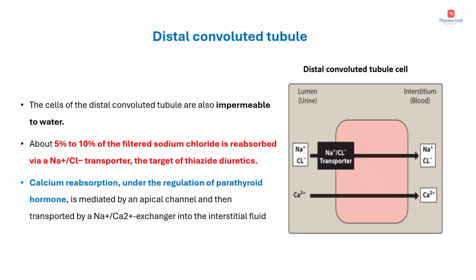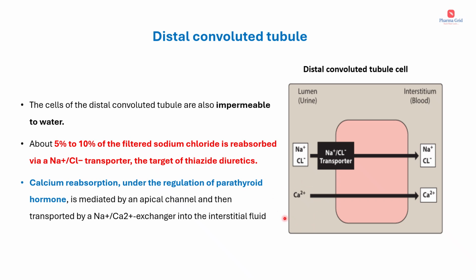So we have seen the PCT and the ascending and descending loops of Henle. Next is the distal convoluted tubule. The cells of the distal convoluted tubule are also impermeable to water. About 5% to 10% of the filtered sodium chloride is reabsorbed via a Na+ Cl- transporter, which is the target of thiazide diuretics. Here you can see the DCT cell, and this is the Na+ Cl- transporter through which sodium and chloride are reabsorbed into the blood.